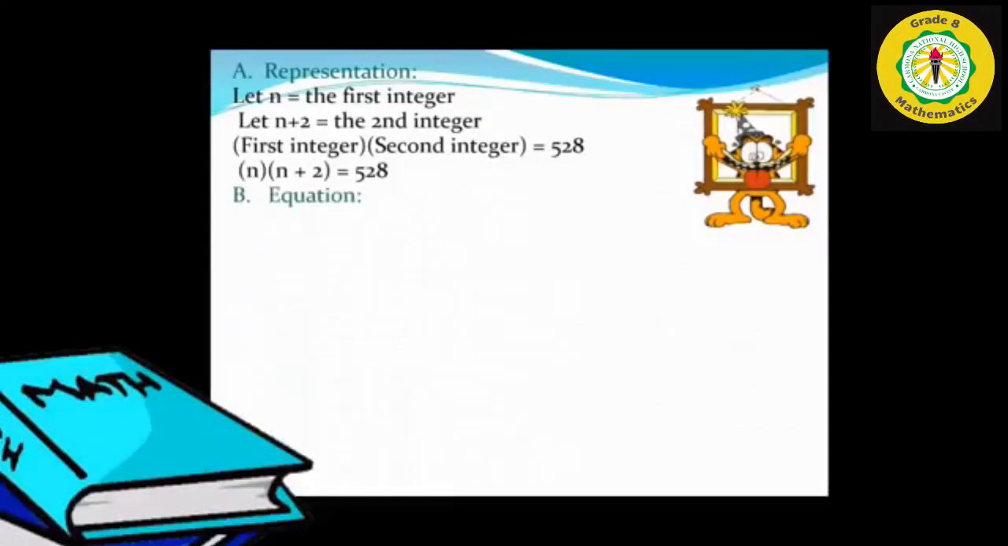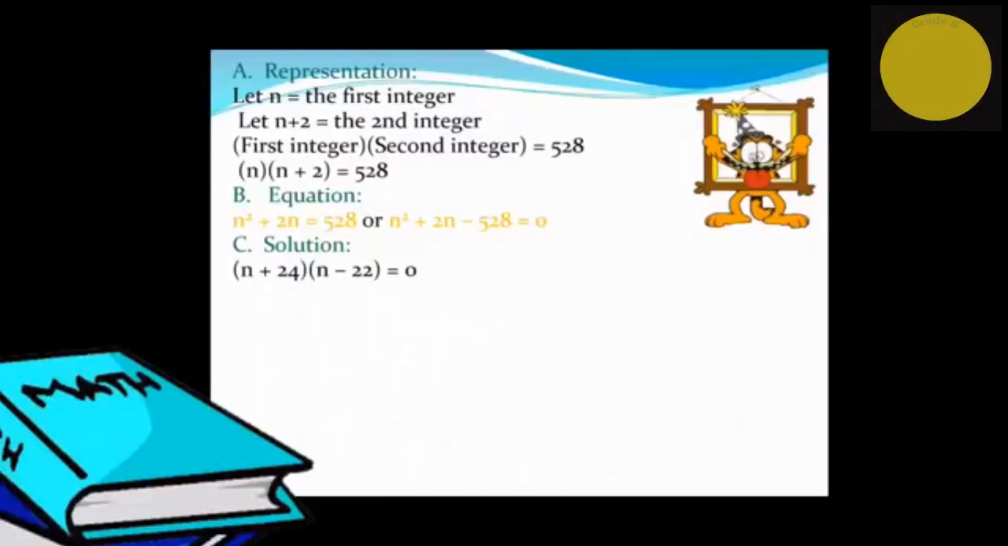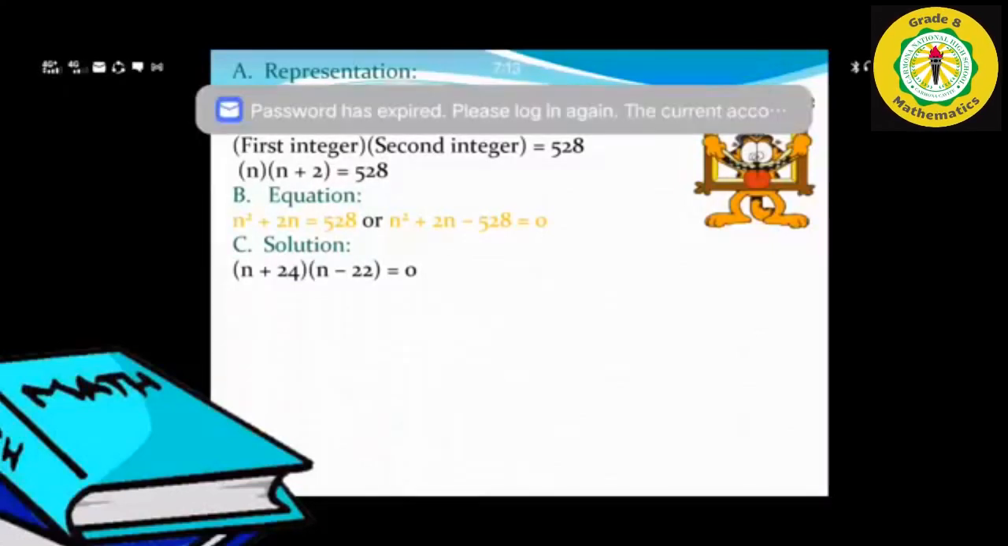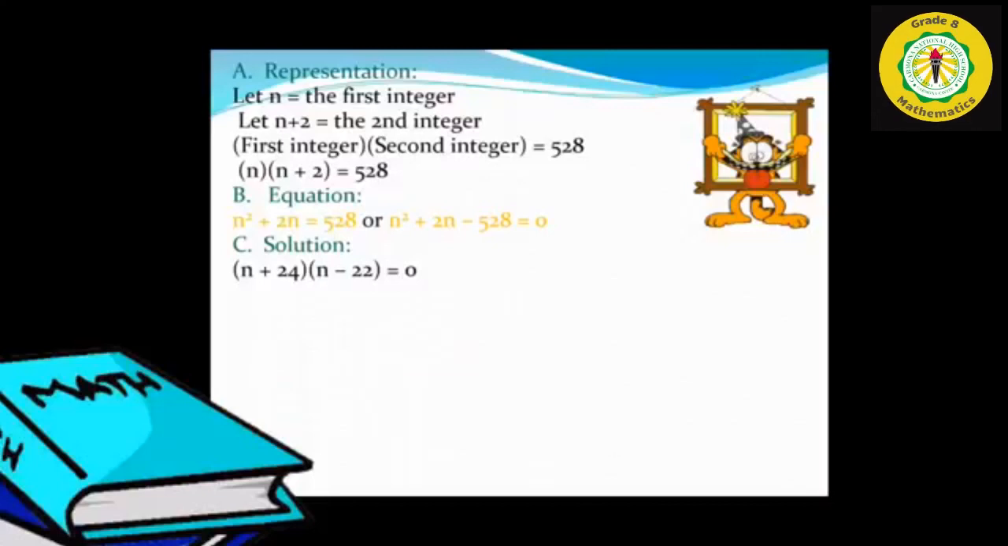Or n times the quantity of n plus 2 is equals to 528. So if we simplify it, we will come up with the equation of n squared plus 2n is equals to 528, or n squared plus 2n minus 528 is equals to 0. For our solution, here we need to use factoring general quadratic trinomials. So we will come up with n plus 24 times the quantity of n minus 2 is equals to 0.